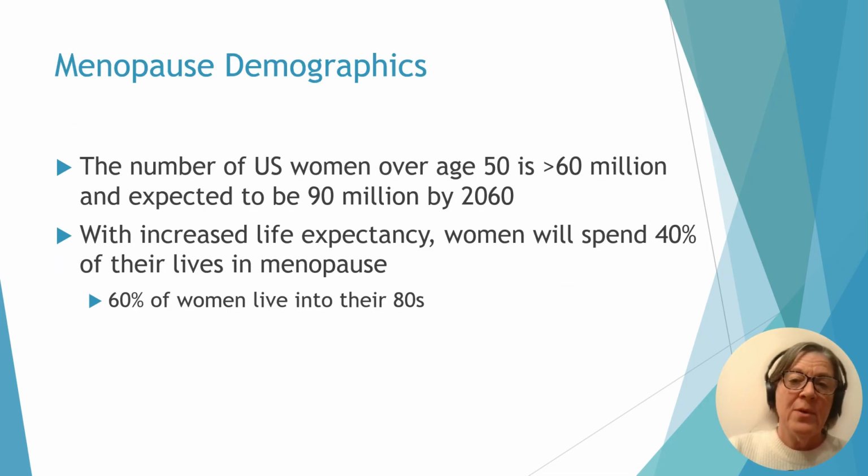Demographics, the number of U.S. women over age 50 is over 60 million at this time, and it's expected to be 90 million by the year 2060. And 60% of women are expected to live into their 80s. So with this increased life expectancy, women will be spending up to 40% of their lives in menopause, which is something we really need to be paying attention to. That's as much as a quarter or up to a half of your patient population, depending on the age that you tend to treat.